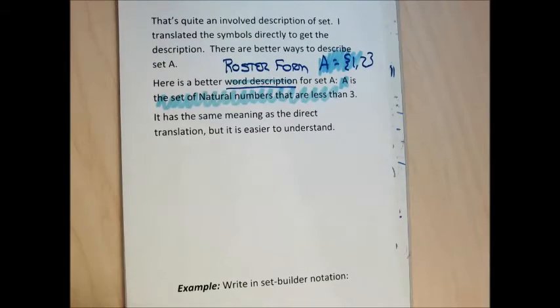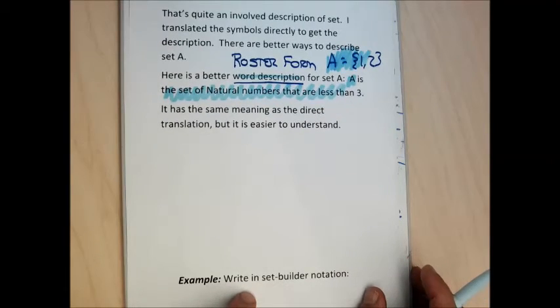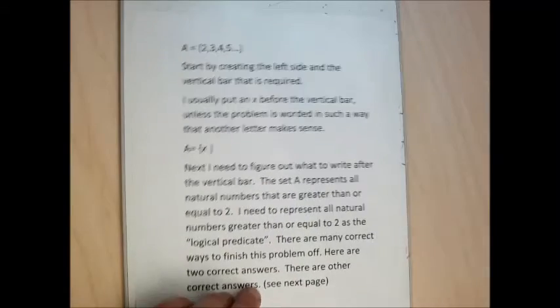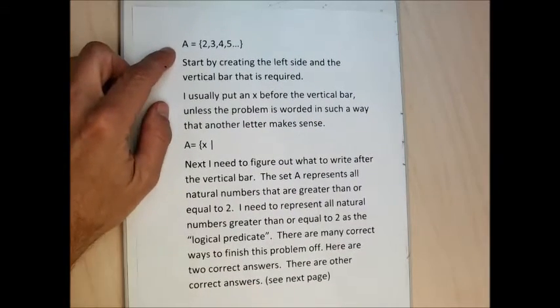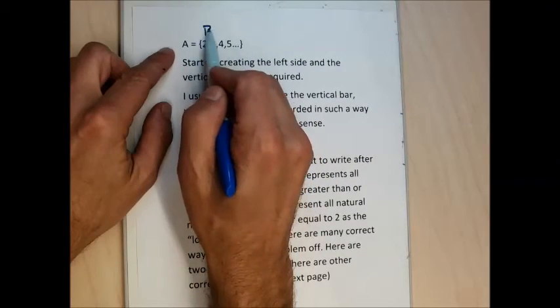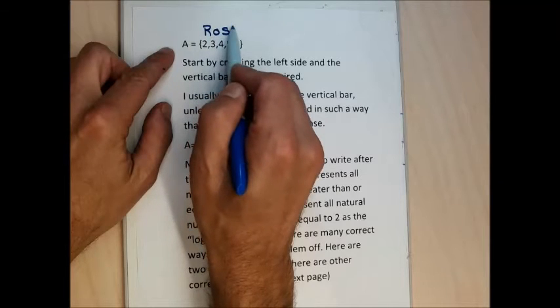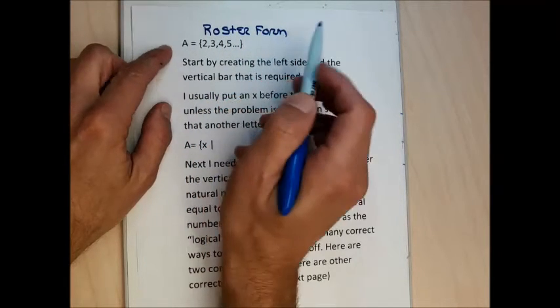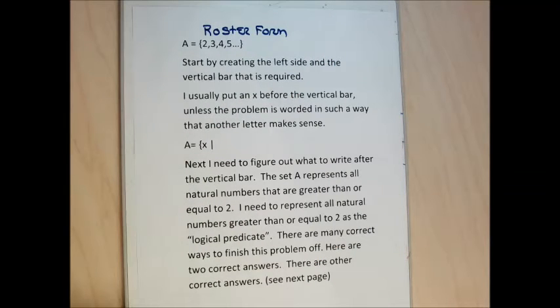Alright, so now I need to do an example, and I kind of split two pages. So I'm going to write my set in set builder notation. My goal is to take this set, which is written in roster form, and write it in set builder notation. And how do I write something in set builder notation?